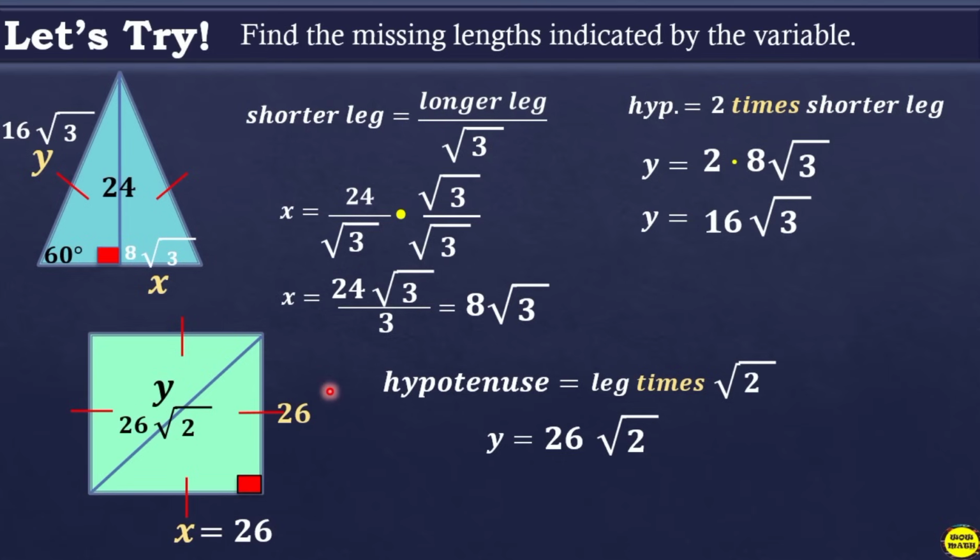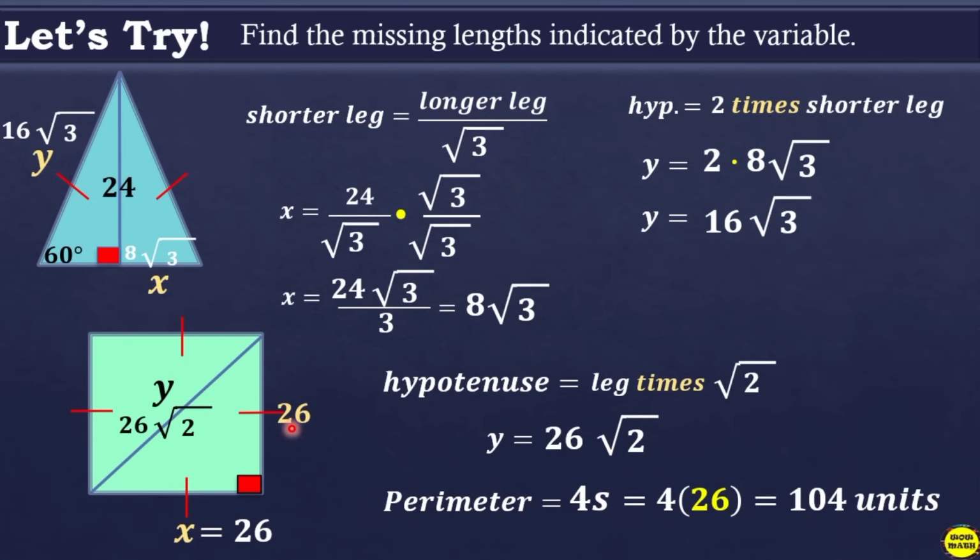Now, paano kung halimbawa tinanong ang perimeter? Makukuha mo ba ang perimeter? So, para makuha ang perimeter, since all the sides are congruent, so ibig sabihin lahat yan equal. So, 26, 26 lahat yan. So, for us to find the perimeter of this figure, you have to multiply the measure of the side times 4. So, that is 4 times 26. That is 104 units.